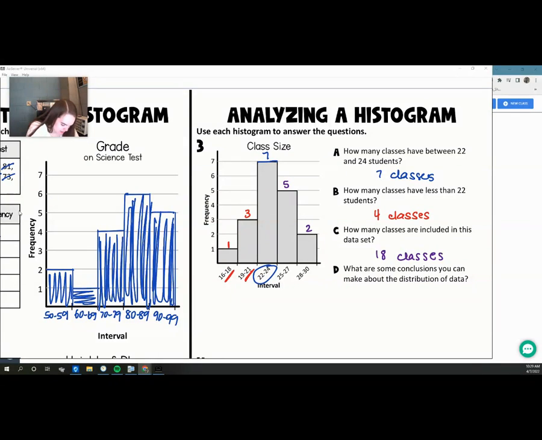And last, what are some conclusions you can make about the distribution? Meaning, is this skewed? Is it symmetrical? What does this look like? It does kind of look symmetrical. It's not perfectly symmetrical, but it does look slightly symmetrical there. So that's what we're going to put. Symmetrical.